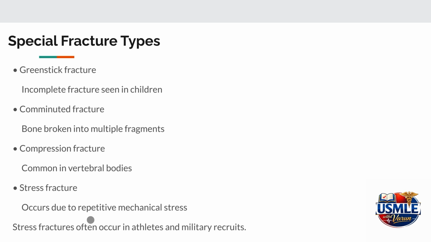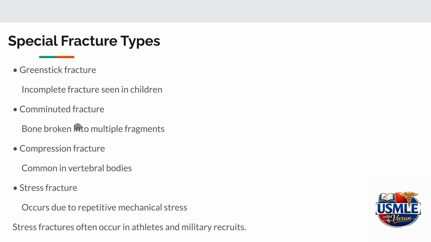Certain fracture types are frequently tested in exams, but they occur only in specific clinical situations. One example is greenstick fracture, which is most commonly seen in children. In this fracture, the bone bends and partially breaks, but it does not completely fracture. This occurs because children's bones are more flexible.